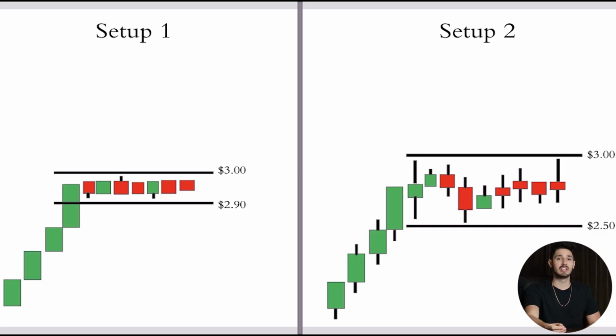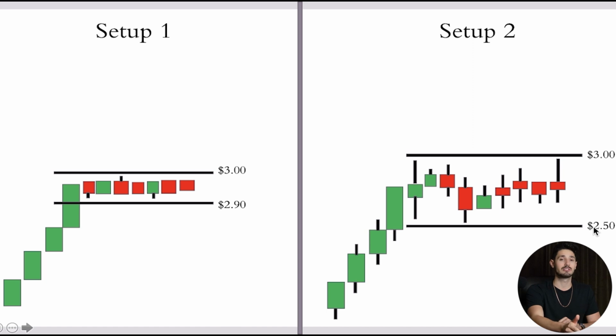Now let's go a little bit deeper and see how the size of our stop affects our risk to reward and our share sizing. So let's paint two examples here. We have setup 1 and setup 2. In setup 1, our entry is at $3. In setup 2, our entry is at $3. However, in setup 1, our stop loss is at $2.90, directly below the base. In setup 2, our stop loss is at $2.50.